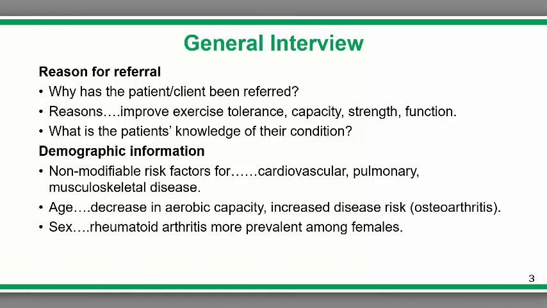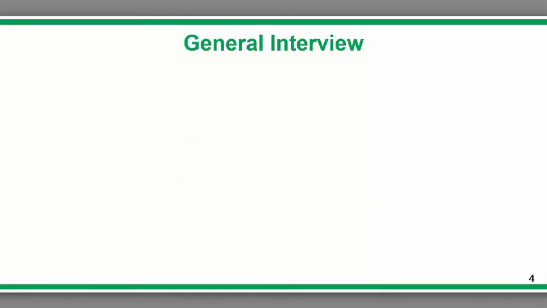The sex of the patient or client is also statistically related to the development of certain diseases into older age. One such example is that rheumatoid arthritis is more prevalent among females than males. And the clinical exercise physiologist should also gain some understanding of the socioeconomic status of the patient or client.